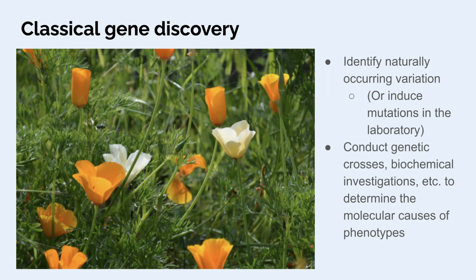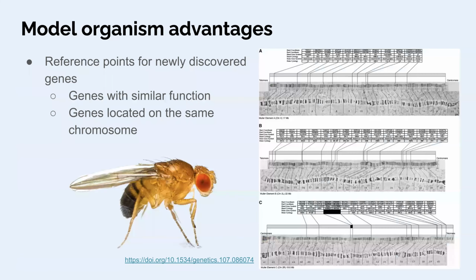And then as the second big bullet point here says, as I've said, conduct genetic crosses, biochemical investigations, etc. Find the molecular causes of the phenotypes. And once you can basically say what the gene is, as in where is it in the genome, and what it does, how you translate DNA into phenotype, then you've pretty well genetically understood the basis for the phenotype.